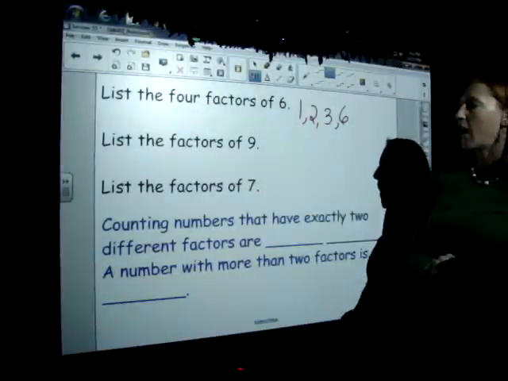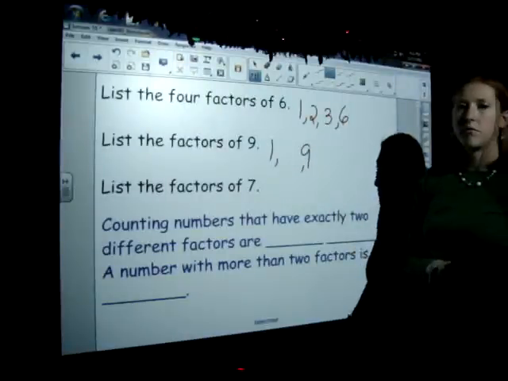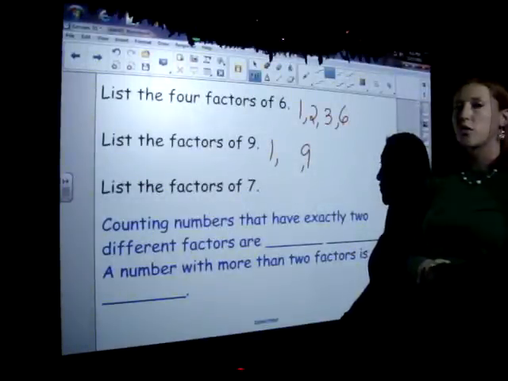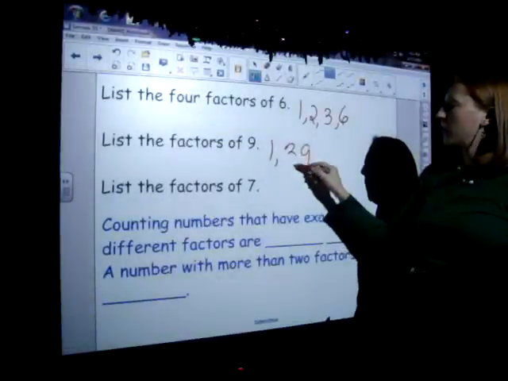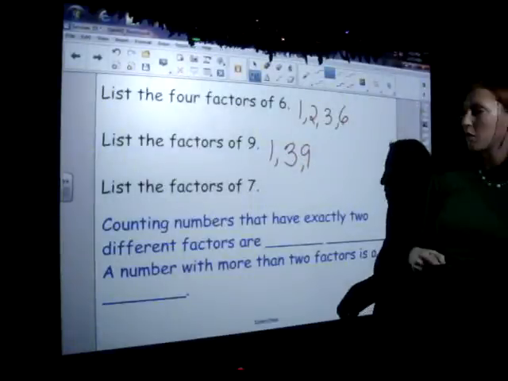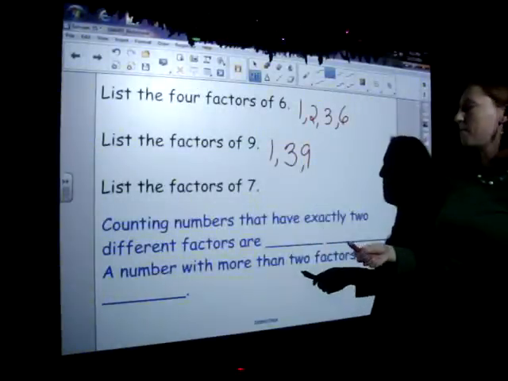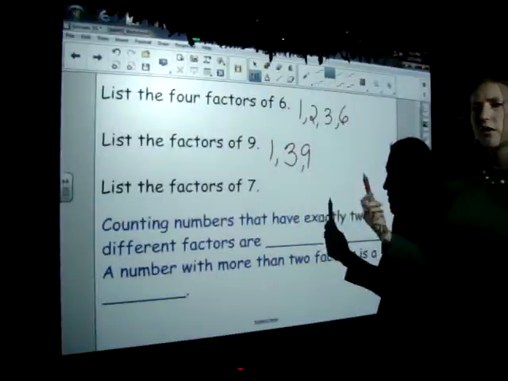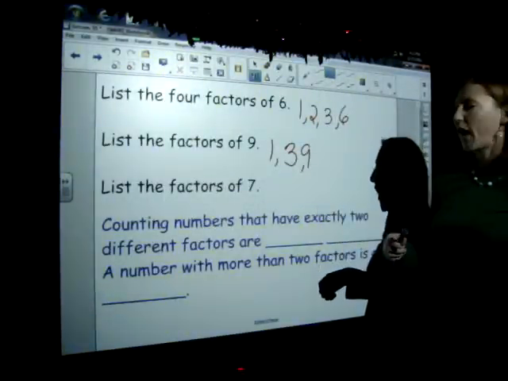Let's try the number 9. 1 times 9 is 9. And 3 times 3 is 9. So I'm only going to write the number 3 once because it's multiplied by itself, so I don't need to write it again. And there are no other numbers that multiply to get 9. So these are my factors for 9.